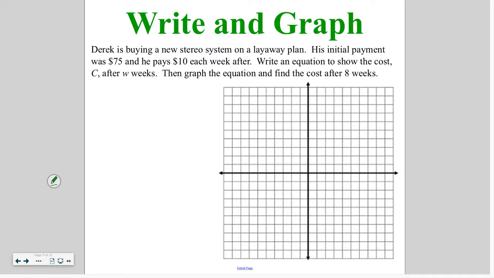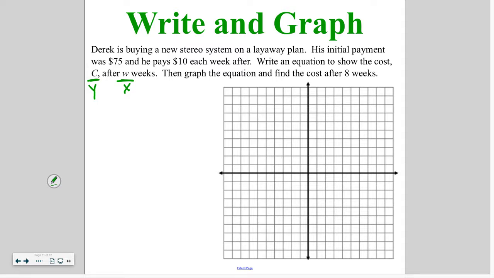Last thing we're looking at is being able to take a situation and turn it into an equation in order to help us graph. Derek is buying a new stereo system on a layaway plan. His initial payment was $75, and he pays $10 each week after. Write an equation to show the cost C after W weeks. Then graph the equation and find the cost after 8 weeks. So instead of using x and y, they are giving us C and W. Since C is what we are solving for, that would take the place of our y, and W is what we're putting in, so that would take the place of our x.